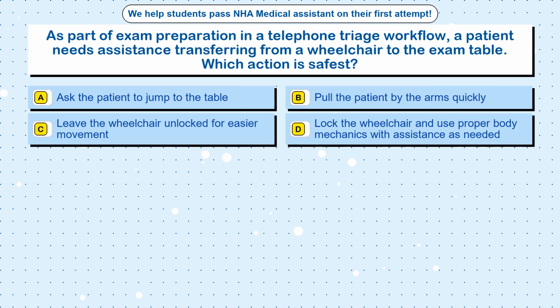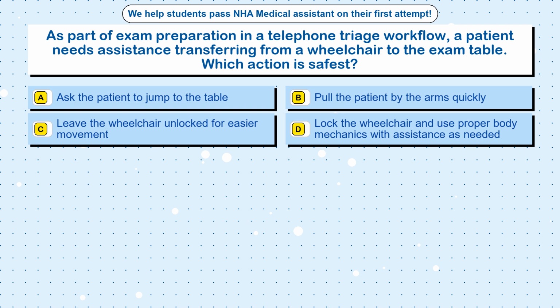Question 93. As part of exam preparation in a telephone triage workflow, a patient needs assistance transferring from a wheelchair to the exam table. Which action is safest? Option A, ask the patient to jump to the table. Option B, pull the patient by the arms quickly. Option C, leave the wheelchair unlocked for easier movement.